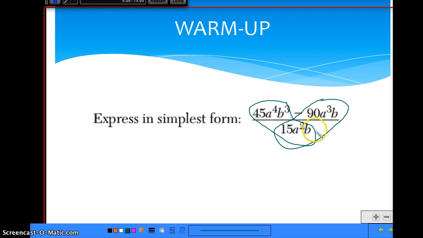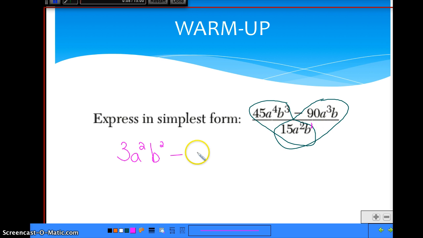So you could actually separate this and put them both over the 15a squared b, or you could just not separate it and do that part in your head. So we have 45 divided by 15 is 3, and a to the fourth divided by a squared, you subtract your exponents and get a squared. b to the third divided by b to the first would be b squared, minus, now do the second grouping.